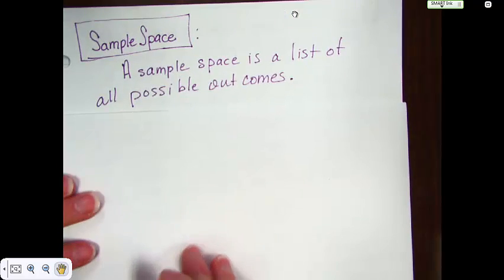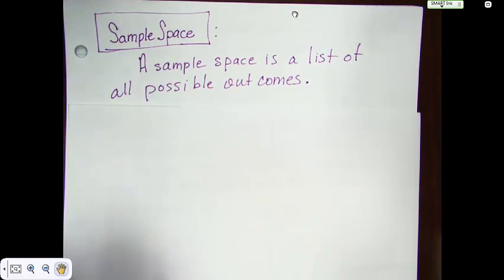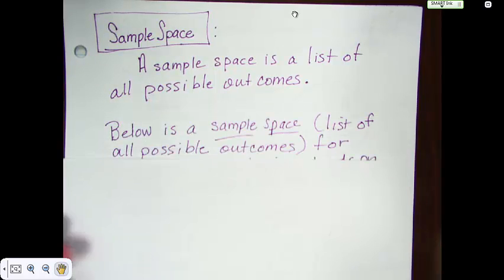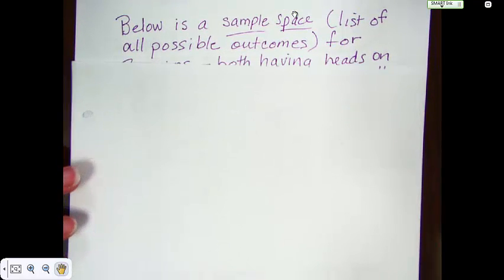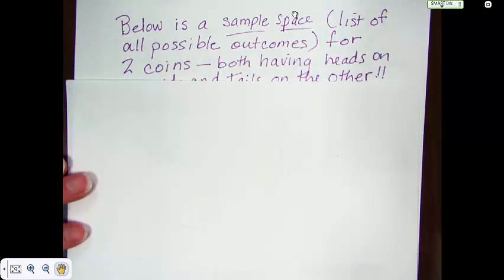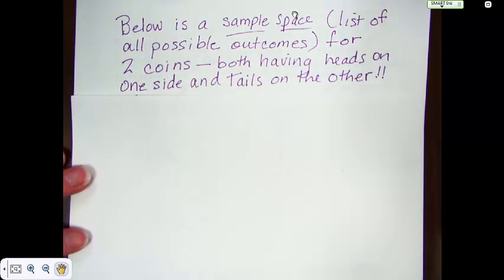Okay, the other thing I want to talk about is sample space. And we have actually had a couple of mini sample space problems. Sample space is a list of all possible outcomes. That's the vocabulary definition of it. Below you'll find on this sheet a sample space, which is a list of all possible outcomes for two coins, both having heads on one side and tails on the other.